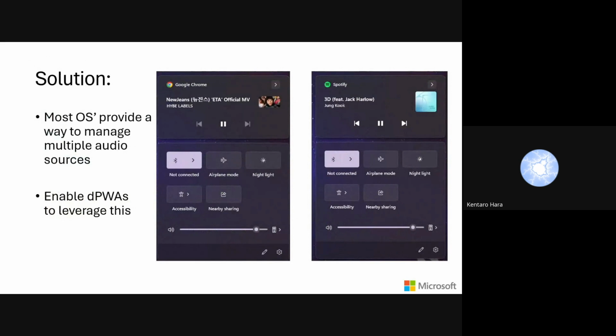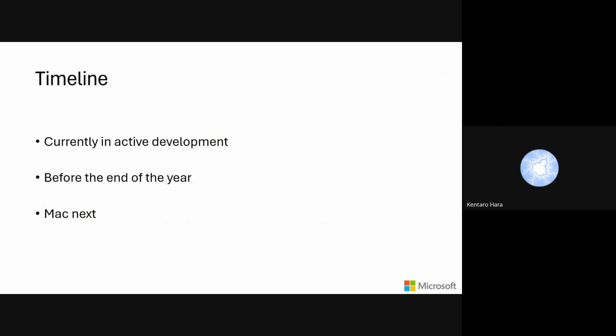So now, onto a solution. Most operating systems provide a way to control multiple playing sources. In Windows 11, you can cycle through different apps. Here, I can click on this button here, and it'll cycle through to the next app. The idea for our work is to enable DPWAs to leverage this pattern and present each DPWA separately to the browser. Currently, we're working with Chromium owners to design the best approach to solving this problem.